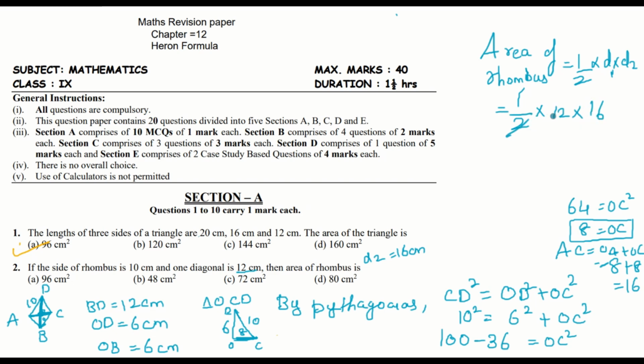So now let's cancel. 6 16s are 96 centimeter square, that is the area of the rhombus.